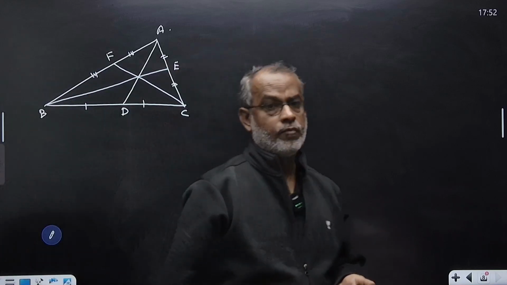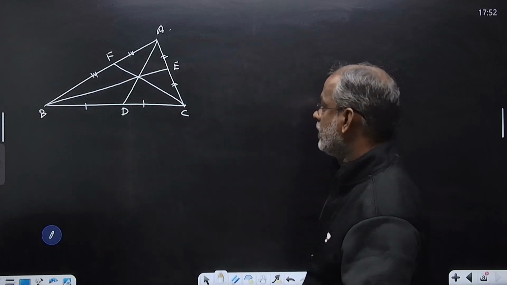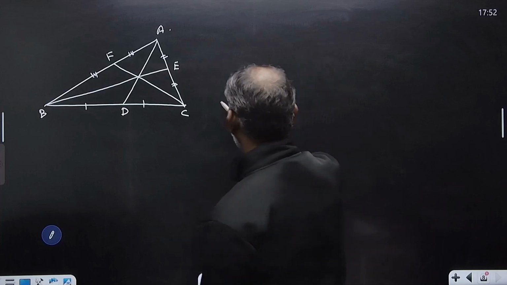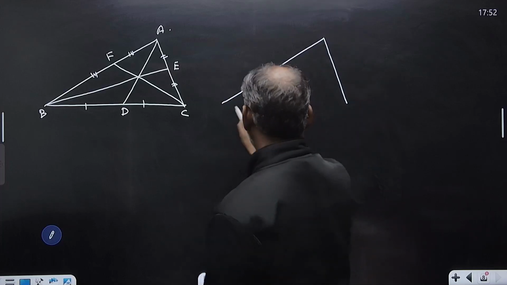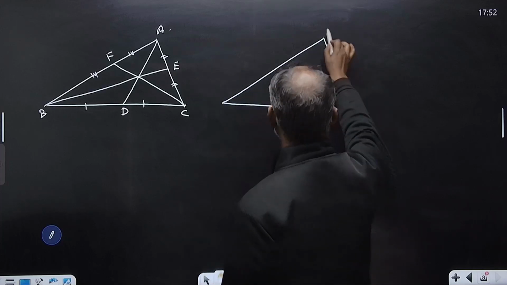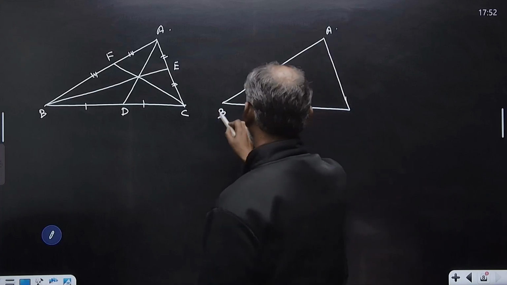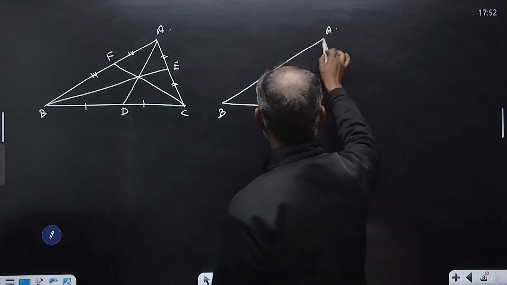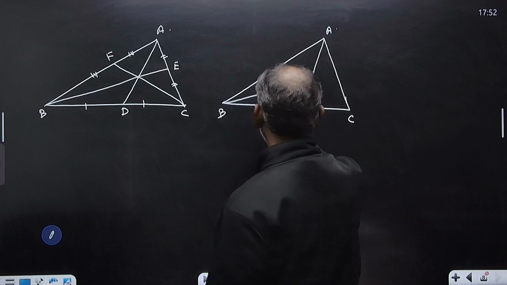One upon one, one upon one, one upon one. It is very trivial. In case of angle bisectors, I think it is very easy to observe in the case of median, I think.